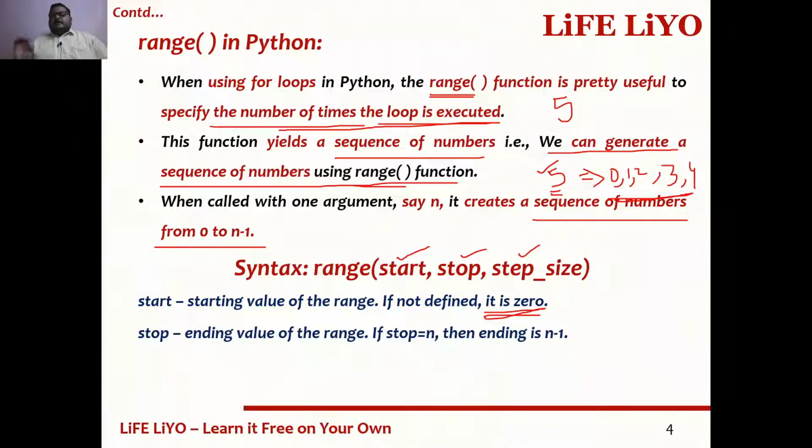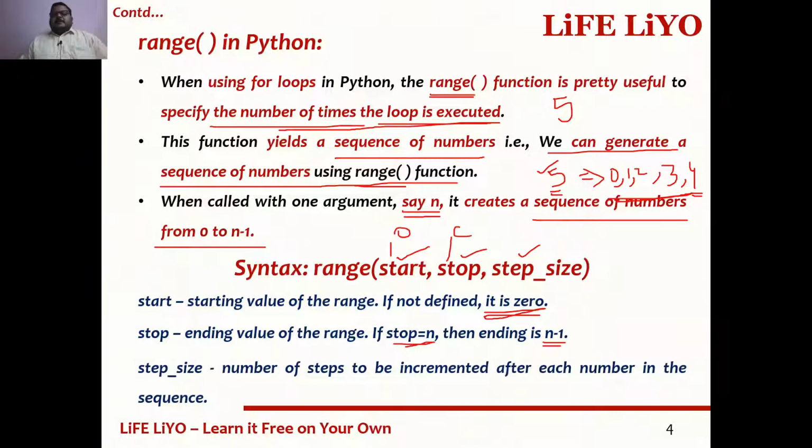Stop is nothing but the ending value. How many values have to be considered? That is the ending value. If you take the stop value as n, then the last value is n minus 1. That's why we say that when we take the argument n, it creates a sequence of numbers from 0 to n minus 1. That means if 5 is my number, it will end at 5 minus 1, 4 only. So the ending is n minus 1. Stop is compulsory. Start is optional.